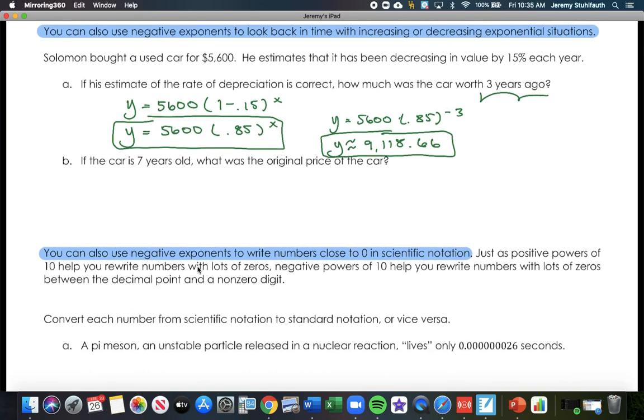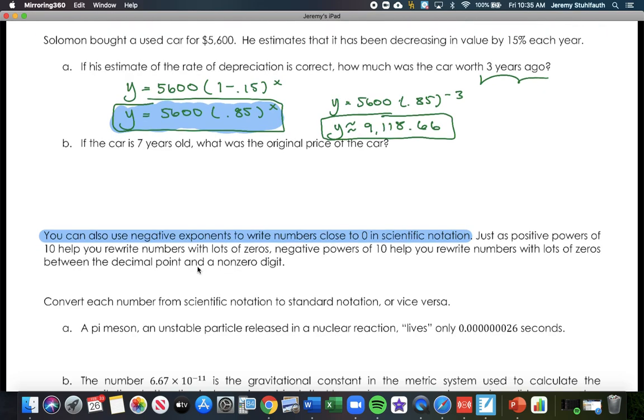Now, if the car is 7 years old, what was the original price? Well, we know the equation for right now. The car is $5,600. We know the equation for the value of the car is that right there. So we can say that x is equal to negative 7, because that is 7 years ago. If we type that into our calculator, the cost of that car was $17,468.50. So we now know what the original cost of that car was.